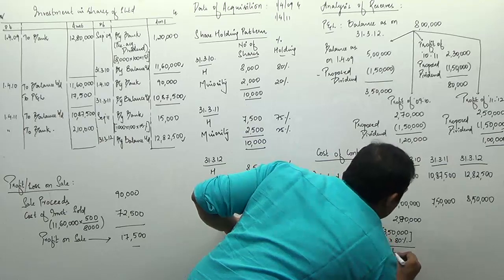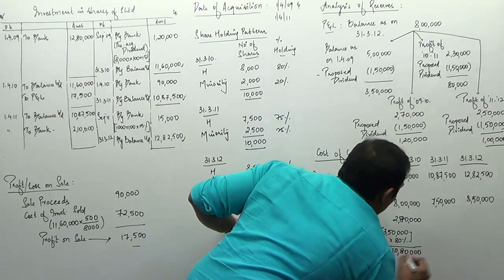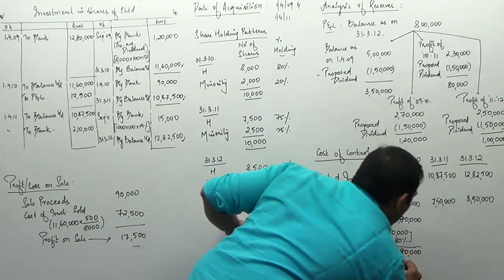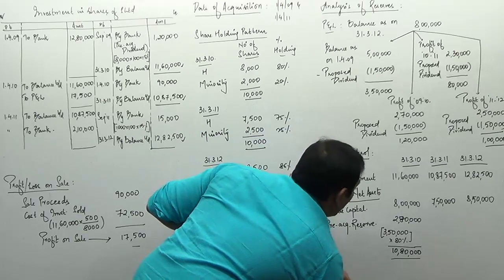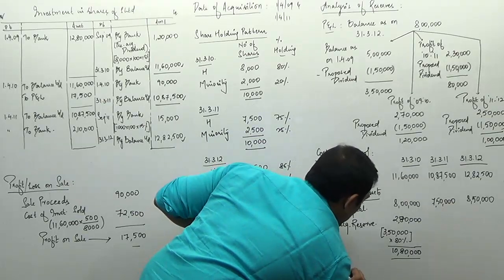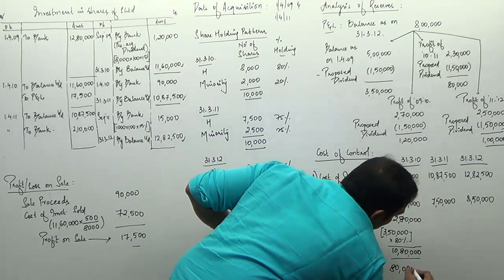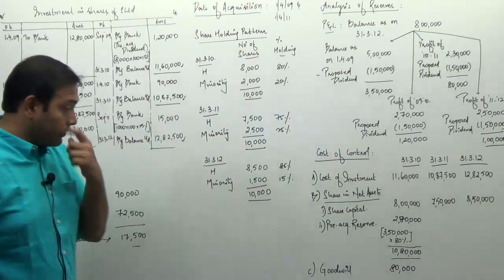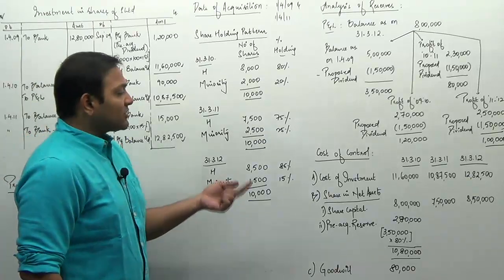My total figure is 10,80,000, compared with your cost of investment. I must be arriving at a goodwill. First year it is 80,000. Continue. Next year, year 2.